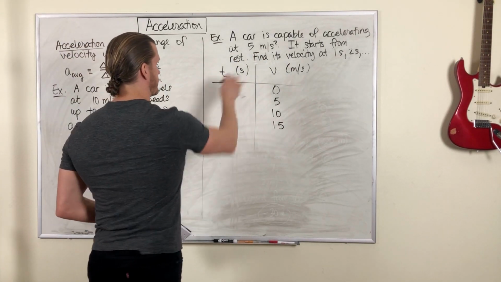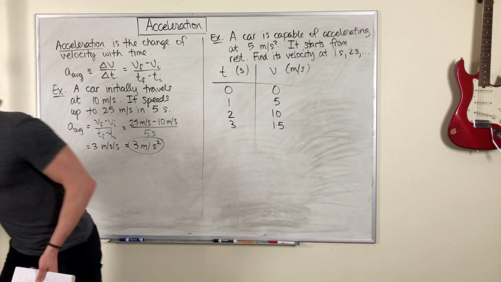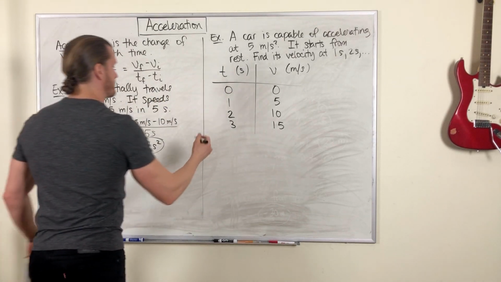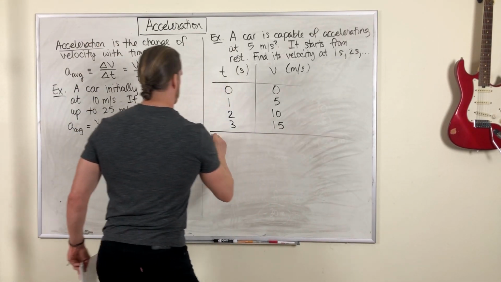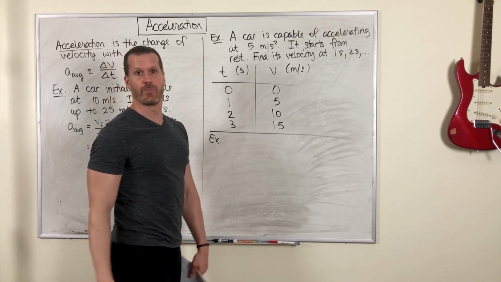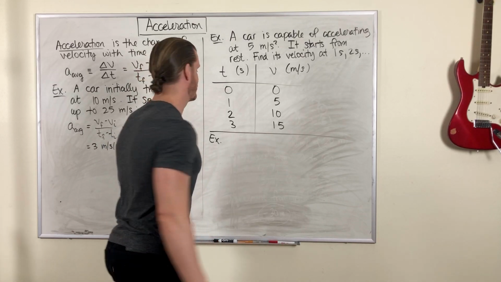Let me show you a kind of identical example with a different set of units. Let's say that this car can accelerate by 10 miles per hour per second.